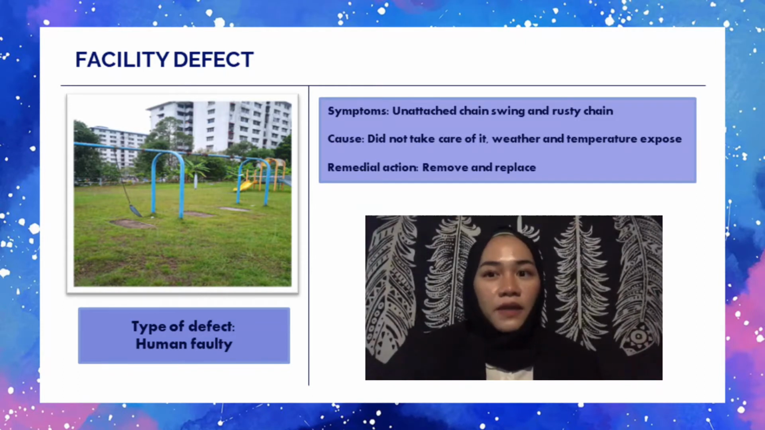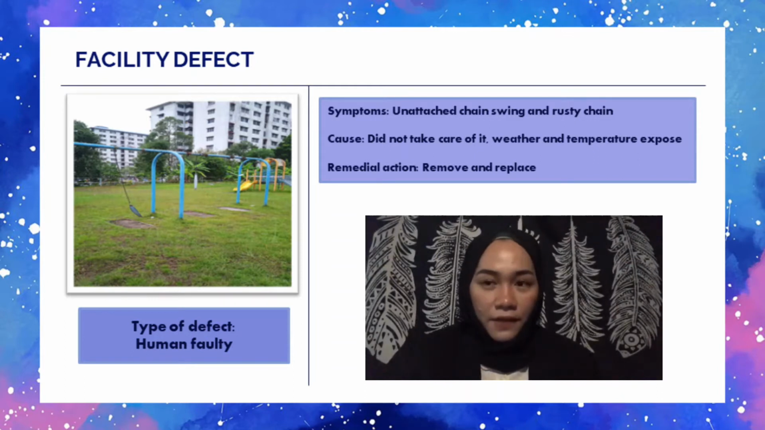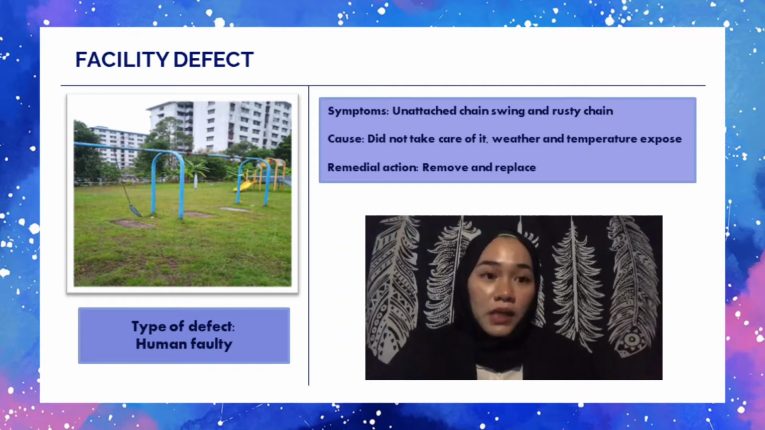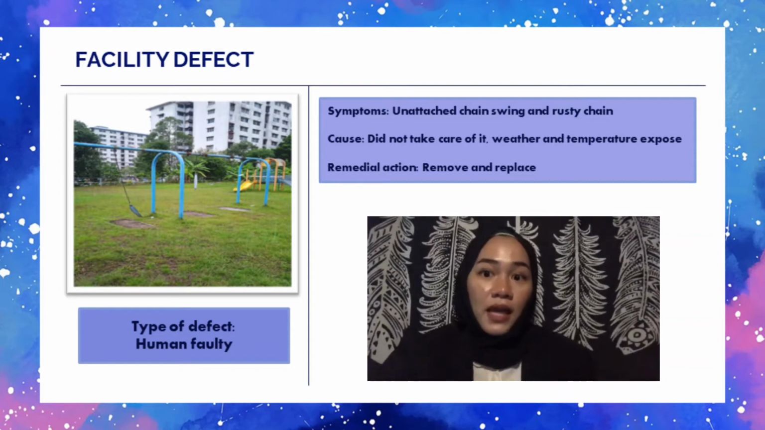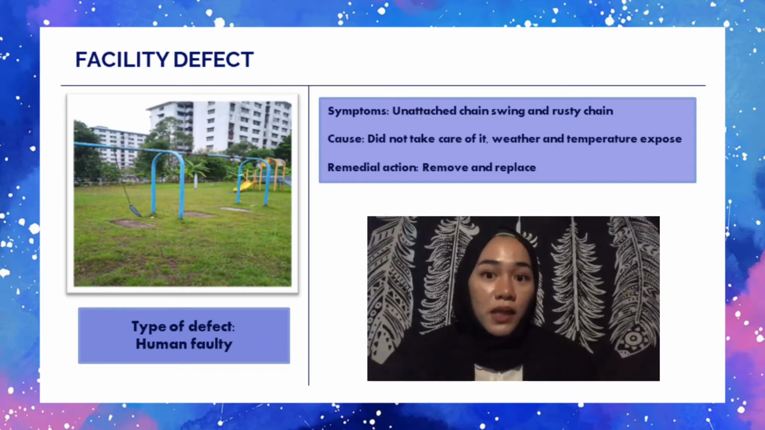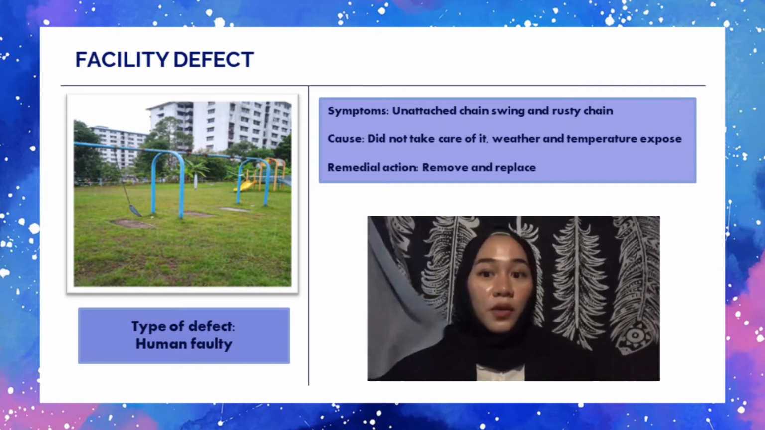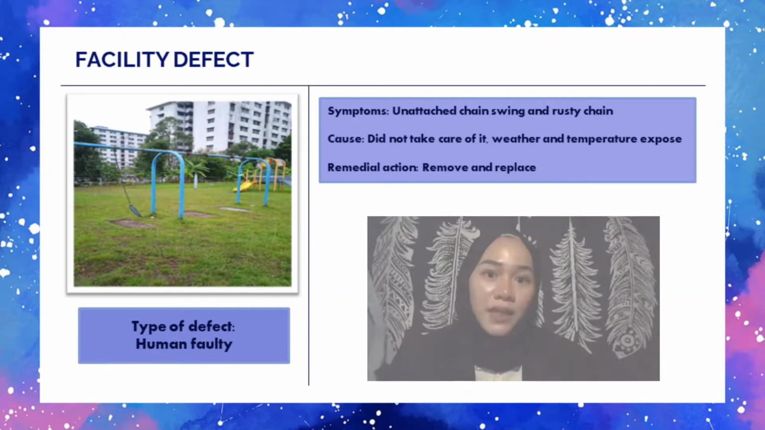The factor of the defect is mainly human fault, people taking poor care of the facilities that have been provided for them. Moreover, it is caused by the weather, climate, and temperature exposure. The remedial, since it creates a hazard for people using it, is that the swing needs to be removed and replaced with a new set of swings, so that no one gets harmed while trying to have fun with the swing.